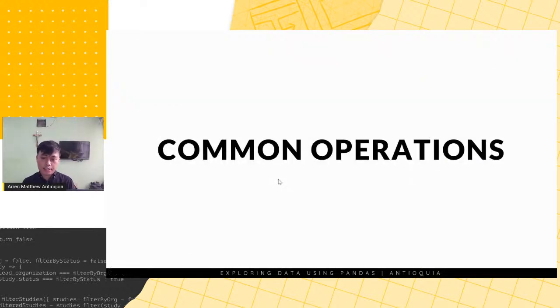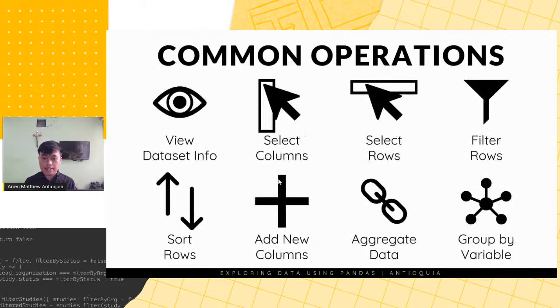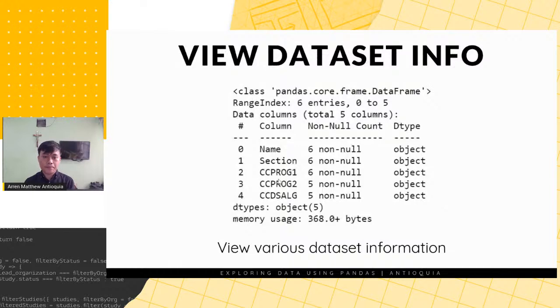Let's talk about common operations. And these operations, usually pina-perform natin to kapag nag-ooperate tayo sa data, especially on exploratory data analysis. We have here 8 different common operations that we're going to talk about today. That is, of course, viewing your dataset information, selecting columns, selecting rows, filtering rows. You also have the option to sort your rows, to add new columns, to aggregate your data, and group your data according to a specific variable. So let's go over them one by one.